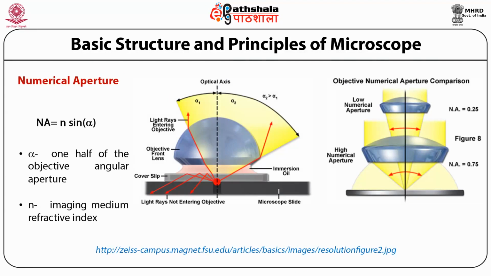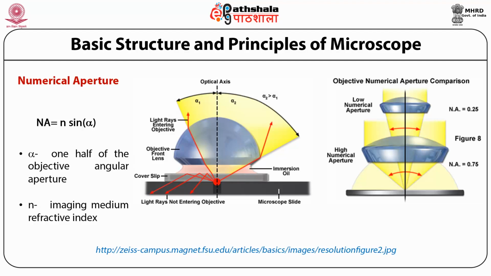As I mentioned earlier, the resolution of a microscope depends upon the numerical aperture of the objective, which plays a very important role in determining the minimum distance that can be resolved. As you remember the equation, d minimum is lambda, that is wavelength, divided by 2NA. So the higher the numerical aperture, the lower the distance that can be resolved.